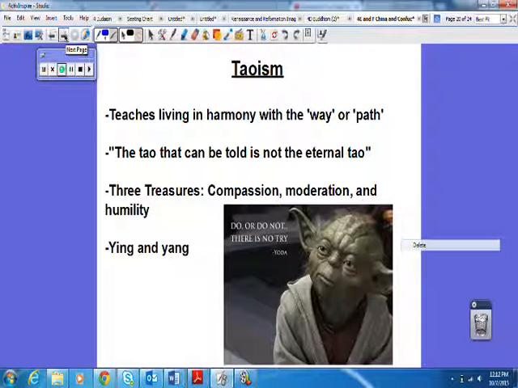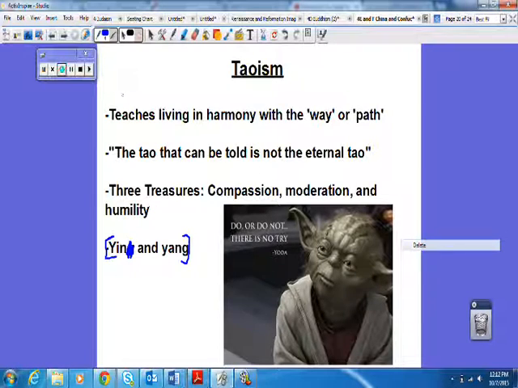The Tao that can be told is not the eternal Tao. So Taoism is kind of like a philosophy on life. Live according to the way, live according to nature, live according to the path. Have compassion, have moderation, and have humility. And they believe in this thing called yin and yang.